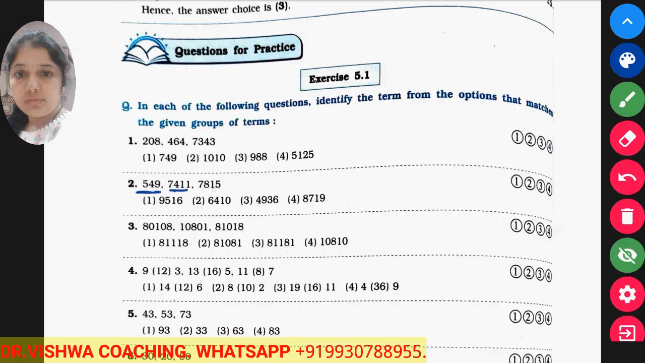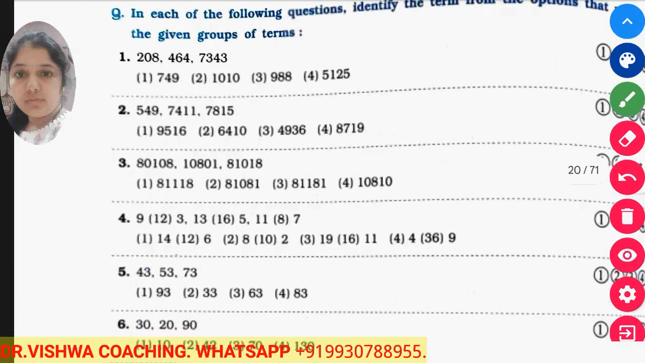Now the next one: 549, 7411, 78515. If you look carefully, 5 plus 4 becomes 9, 7 plus 4 becomes 11, 7 plus 8 becomes 15. When such complicated sums are there, there may be addition or subtraction in between the numbers. Or you just check whether they are near to any square or cube of a number. If yes, then find out the same way, otherwise you can add, multiply or subtract the numbers from one another. You will get the pattern.